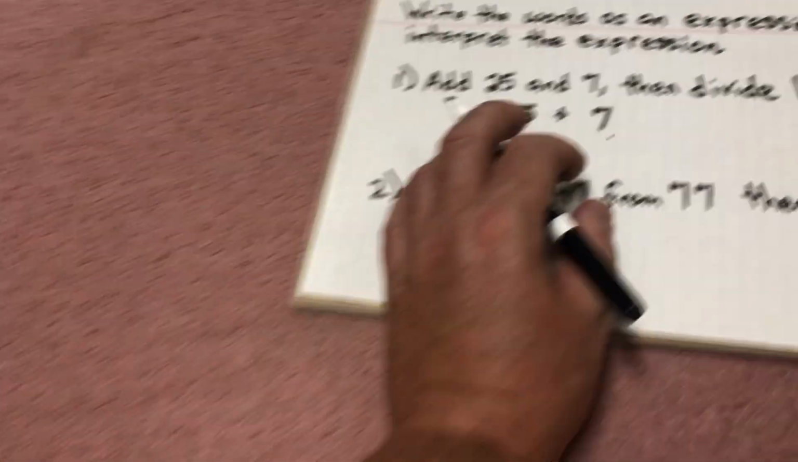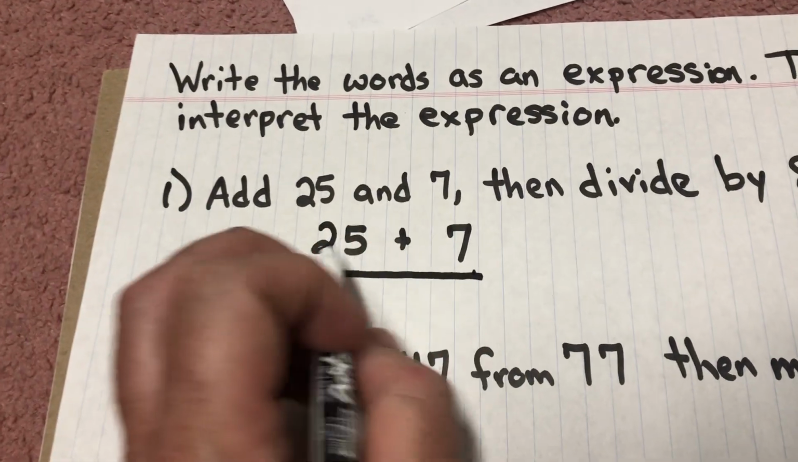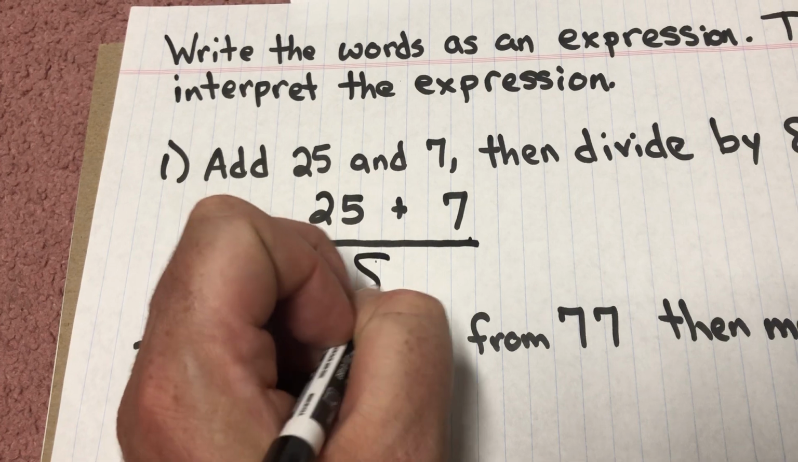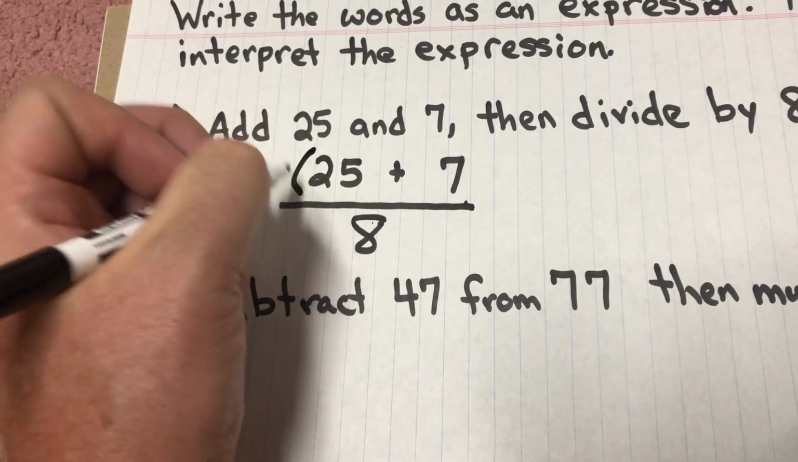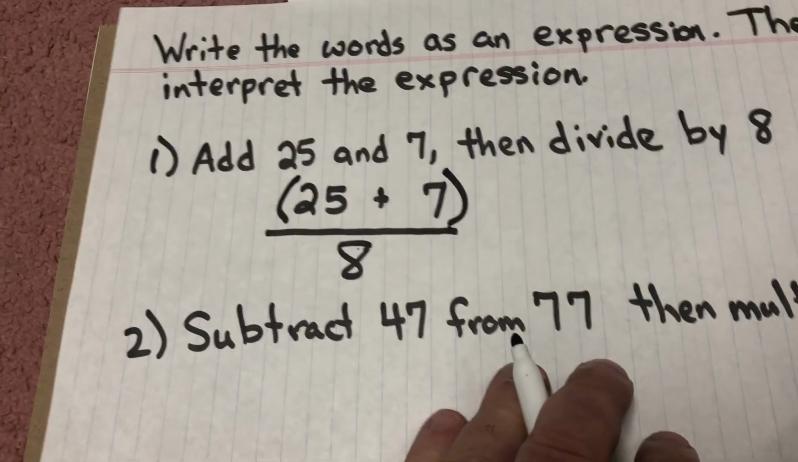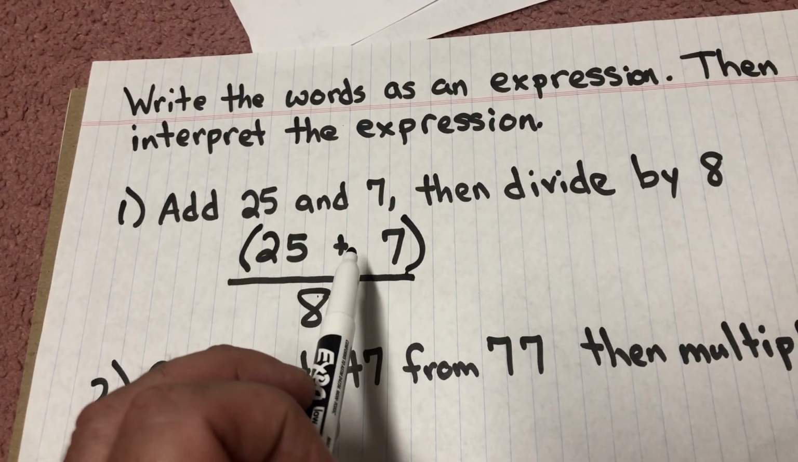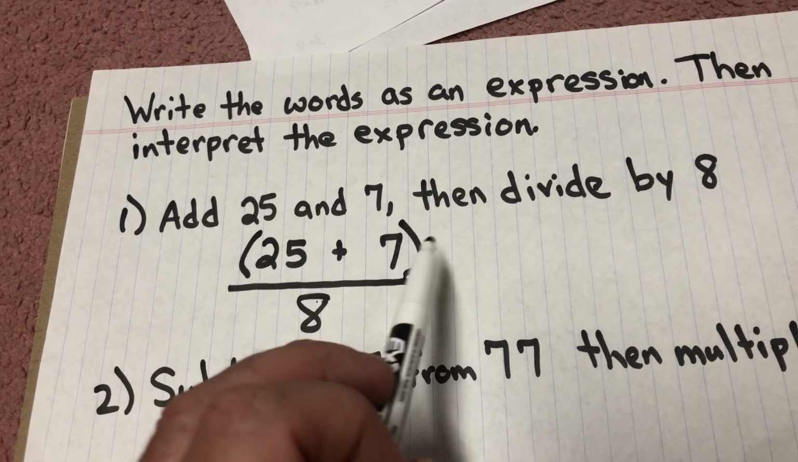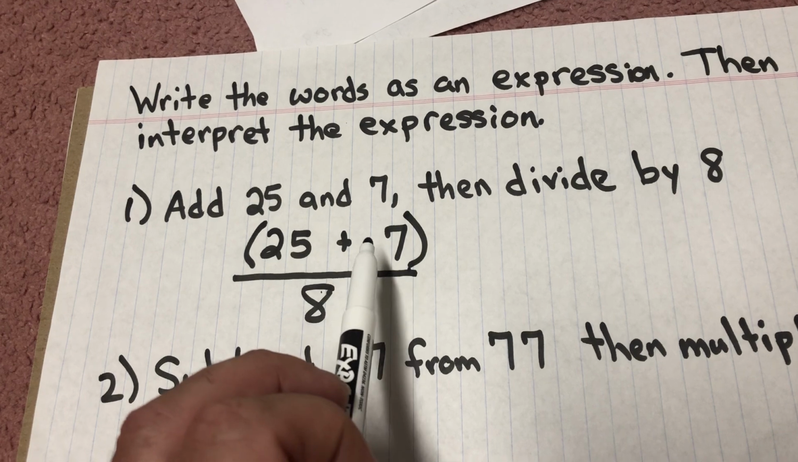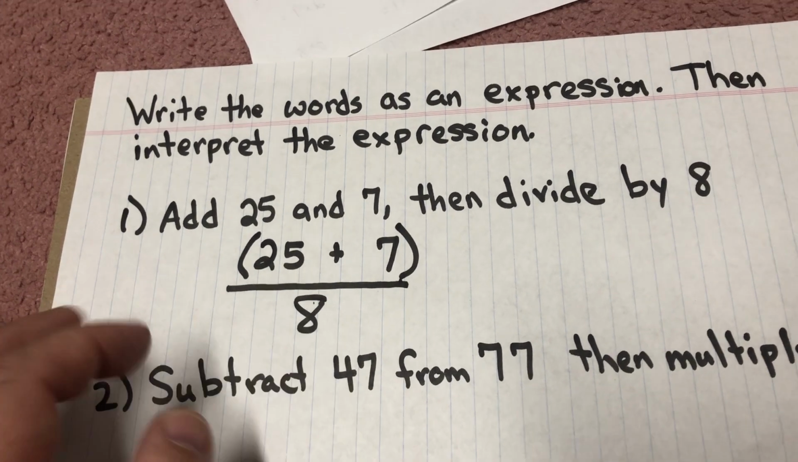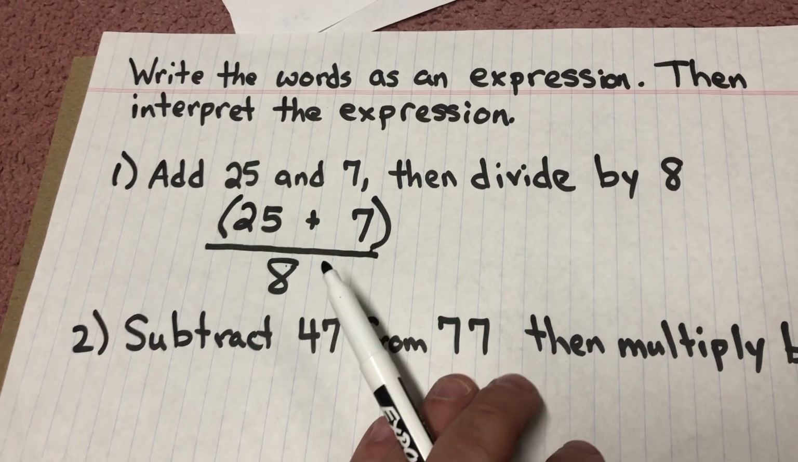What I really would like you to do is set that up as a fraction over 8, and then so there's no confusion, go ahead and put parentheses around that so that you know that you have to add that first. Don't go and try to divide these by 8 or anything else. Just do the addition problem that we're going to put in parentheses, then divide by 8. This is ideally what I would want you to do.